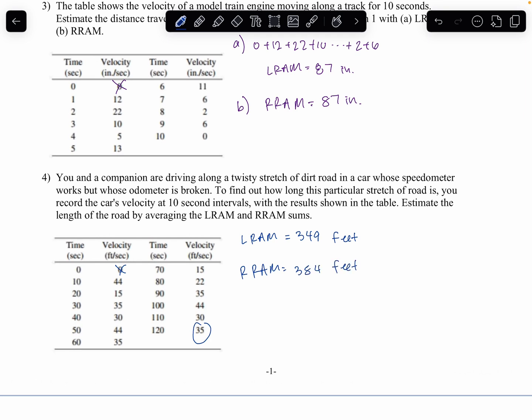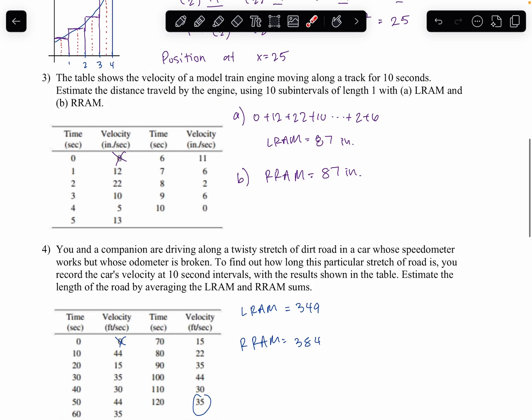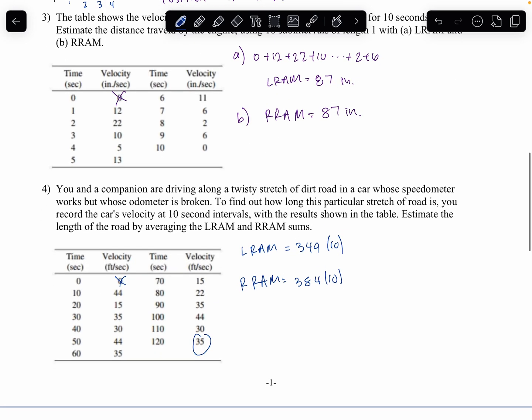Okay. 10-second intervals. Oh, sorry, I didn't multiply. I was feeling I was missing something. So I added up all these right here, but the intervals here are 10-second intervals. And so that means the base of all these equal intervals is going to be 10, unlike this one where it was 1. So I have to multiply these by 10. So that's going to be equal to 3490 feet. I was going to say, that did not look like a lot of feet for traveling at that velocity. 3840 feet right here for an RRAM approximation.